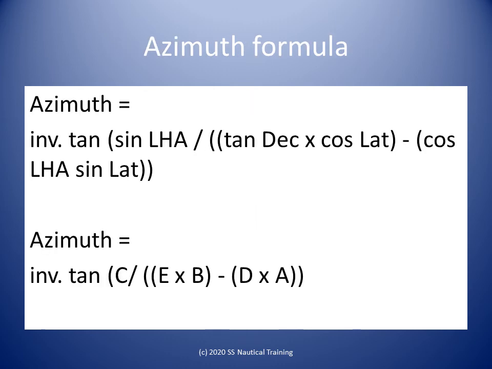The formula tells us to multiply tangent declination by cosine latitude, and note the product. Then multiply cosine LHA by sine latitude, and note the product. Next, subtract the second product from the first, and find the inverse tangent of the difference. The resulting angle is the azimuth.